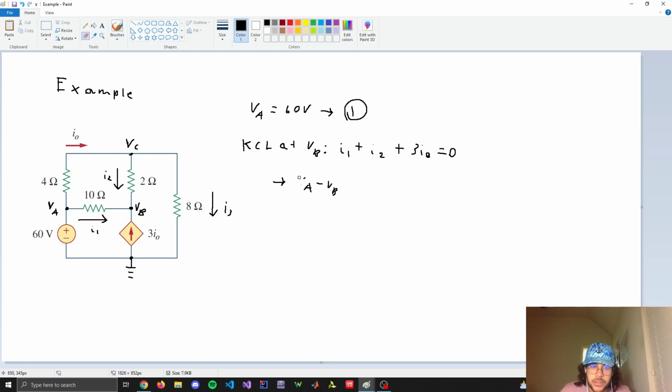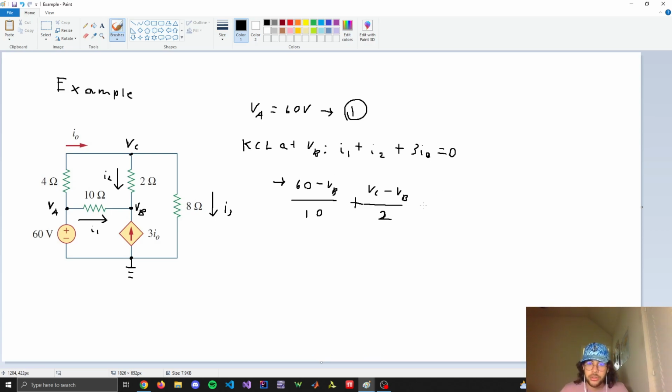I should probably replace VA with 60. That'll make things easier. VA is 60. This is divided by 10. That's I1. And then I2 is going to be VC minus VB, all divided by 2.